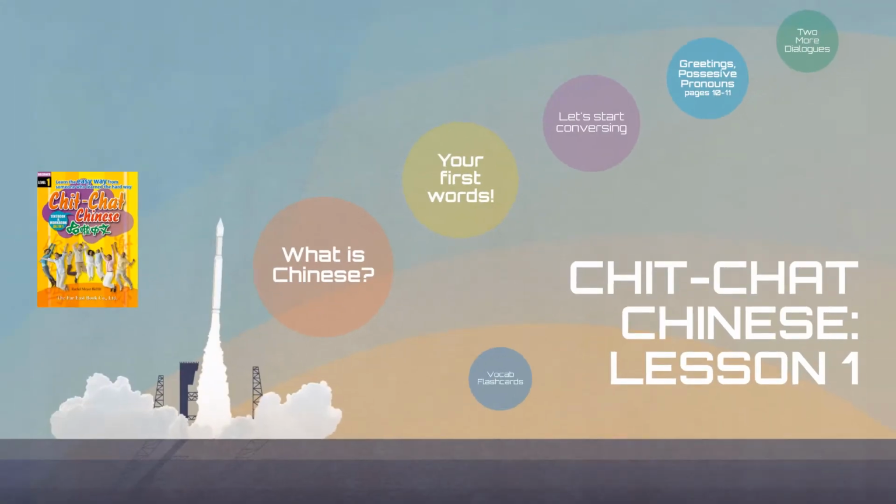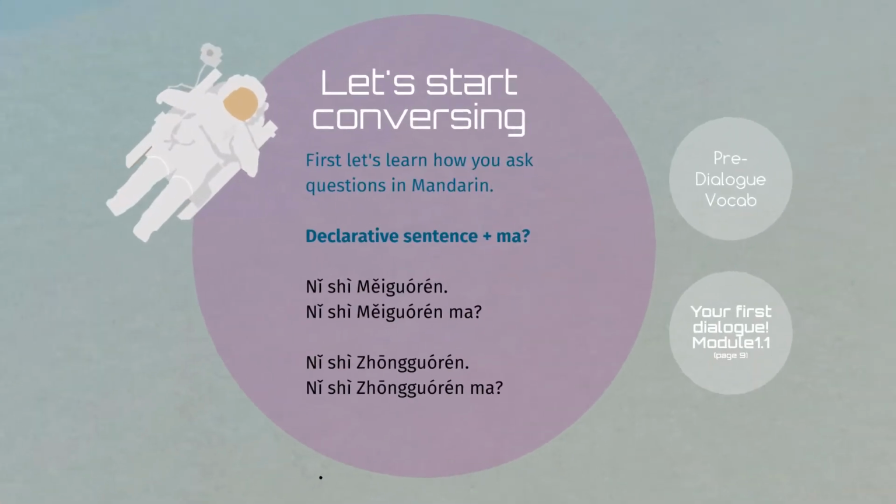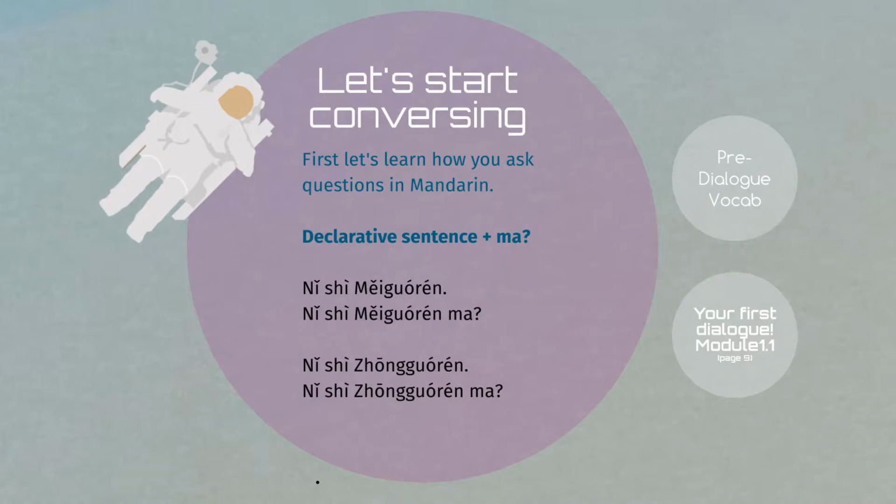All right, let's start conversing. Now, before we begin to converse, I want to teach you how to ask a question in Mandarin. It's super easy. You say a declarative sentence, a regular sentence, and you put ma on the end. Ma is a neutral tone. It's kind of like saying a question mark out loud. So let's look at a regular old sentence.